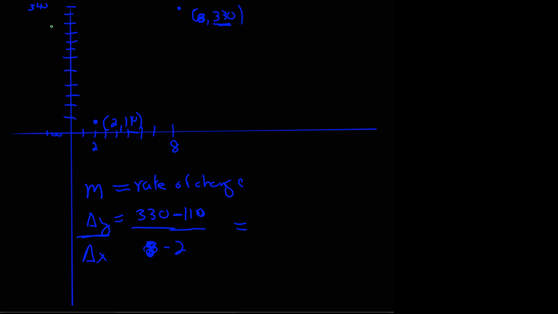Now if I'm moving at a constant rate, I have two endpoints. So I have 330 miles and 110 miles. If I subtract those two, I get 220, and 8 minus 2 is 6. Calculator. 220 over 6 is, I get 36.67.